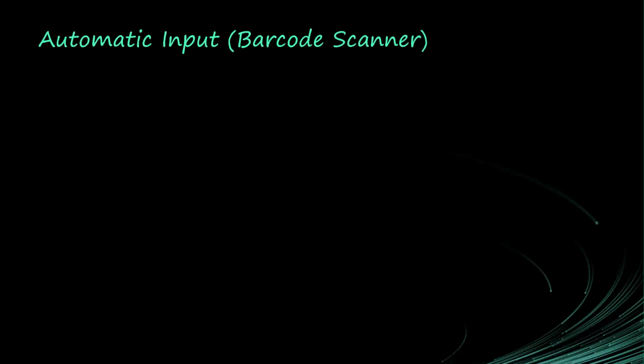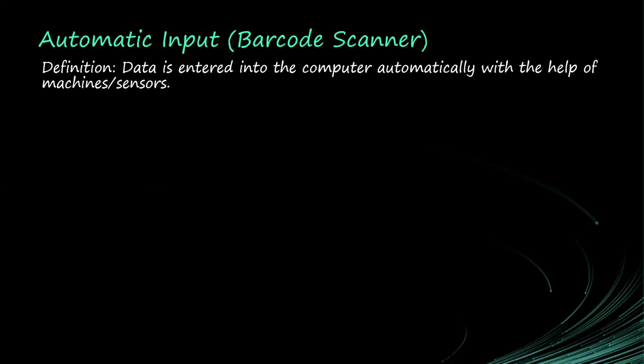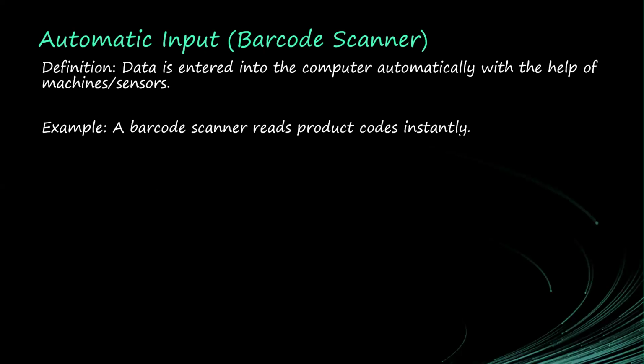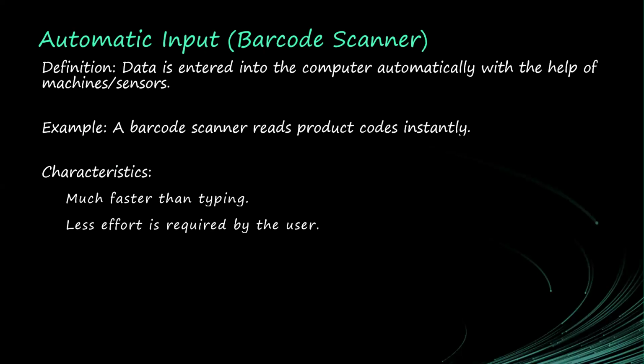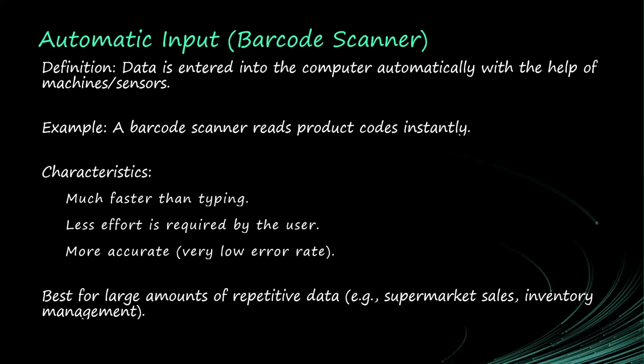These are their characteristics. But with automatic input devices, something like the barcode scanner, data is entered into the computer automatically with the help of machines or sensors. A barcode scanner reads product codes instantly. The characteristics: much faster than typing, less effort is required by the user, more accurate, very low error rates. Best for large amounts of repetitive data, something like in the supermarket, where they use barcode scanners to take data, inventory management. So you can see that automatic input devices are faster and better than manual.